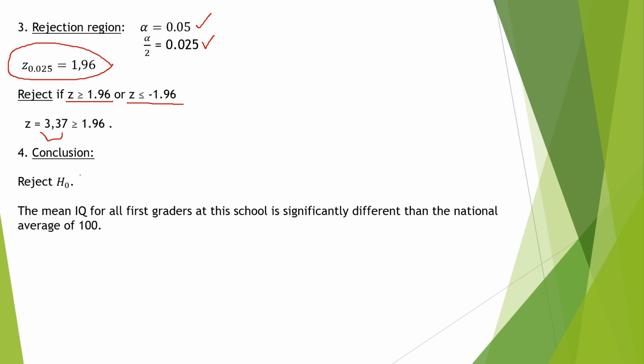So we actually reject our H0, and then you should explain it. So we are saying that the mean IQ for all first graders at this school is significantly different from the national average of 100. Because we said that the school mean and the national mean are the same, but we ended up rejecting it, meaning it is significantly different.